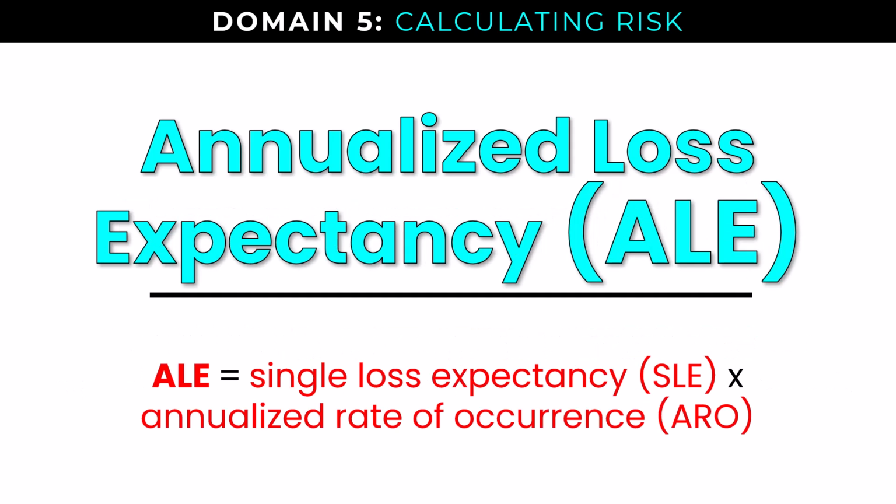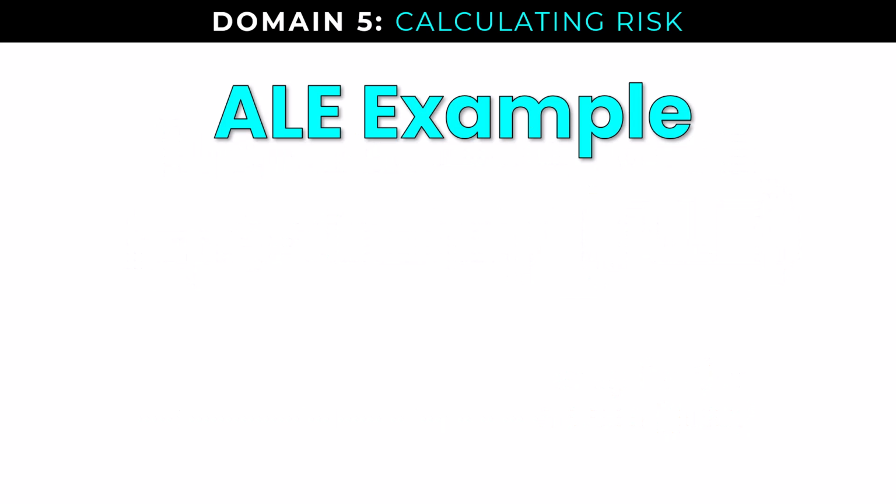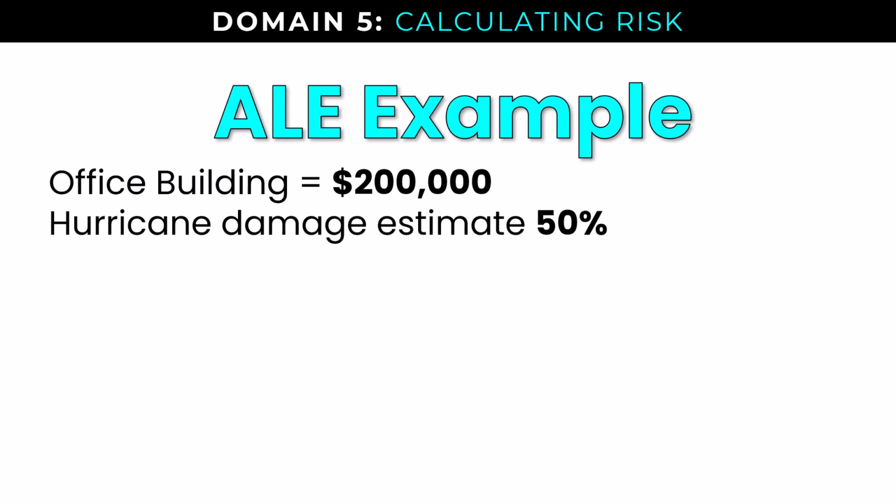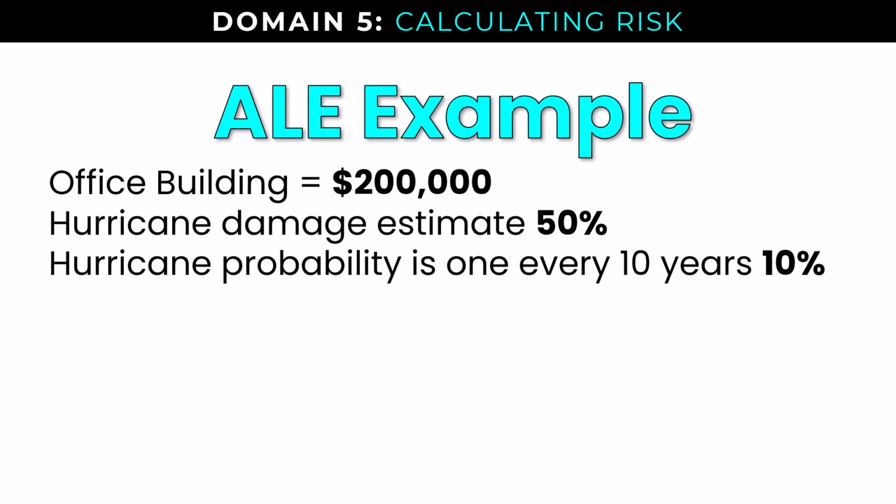So let's look at an example. Our formula is pretty simple. It's the single loss expectancy times the annualized rate of occurrence. And here's an example. We have an office building that's worth $200,000. Our office is on the Gulf Coast of Texas. So if a hurricane hits us, estimated damage is 50%. Hurricane probability is 1 every 10 years, so a 10% chance.